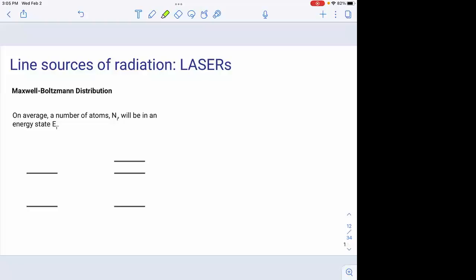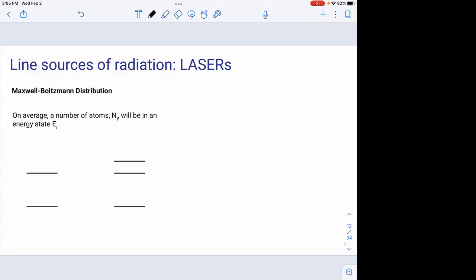All right, many of you probably find this familiar. The Maxwell-Boltzmann distribution is that on average, you have a number of atoms n sub i that will be in an energy state E sub i. So let's draw what I mean.